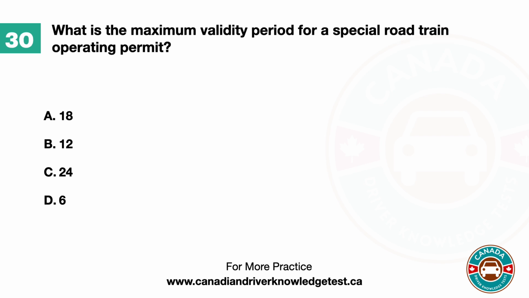Question 30. What is the maximum validity period for a special road train operating permit? A. 18. B. 12. C. 24. D. 6. The answer is B. 12.